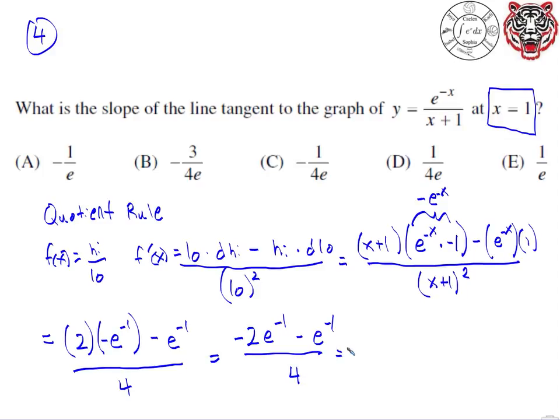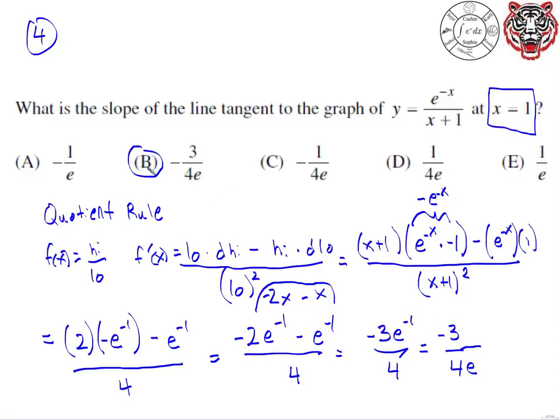Oh god. This is like negative 2x minus x. This is essentially what it's saying right here. Negative 3e to the negative 1. Yeah, exactly. And that simplifies to negative 3 over 4e, because I just moved the e into the denominator. So we're looking for a negative 3/4 e, or negative 3 over 4e, and we get b.